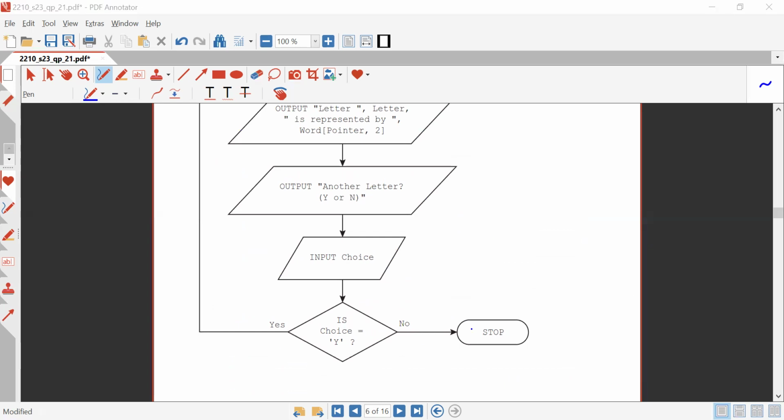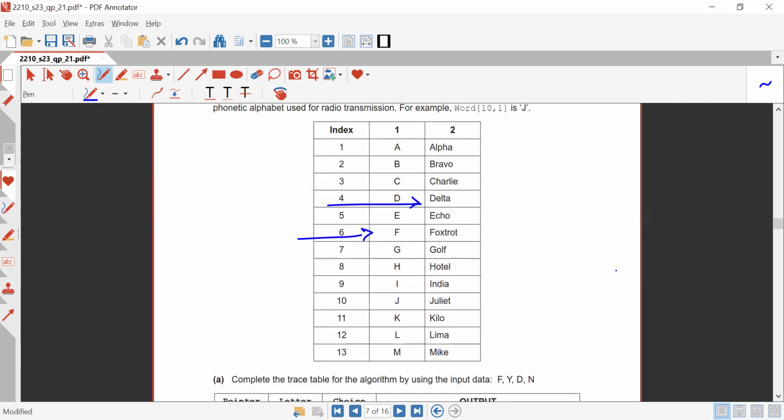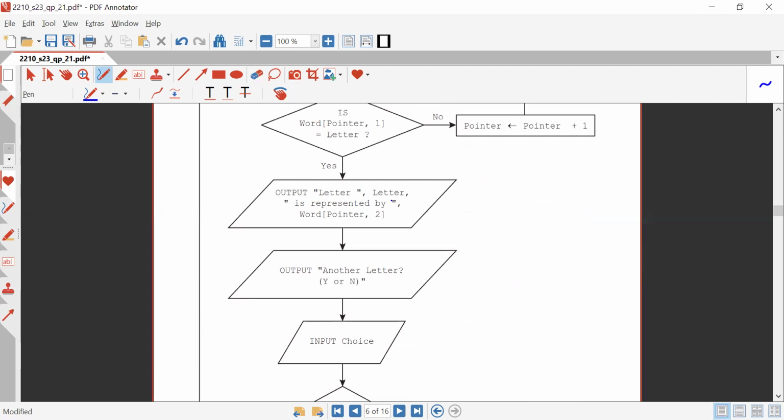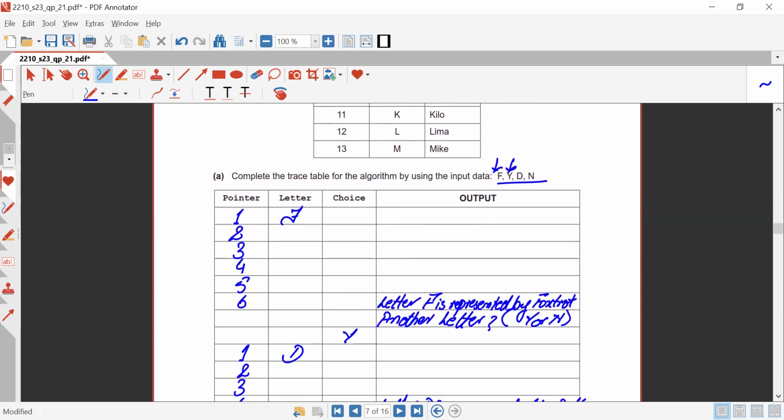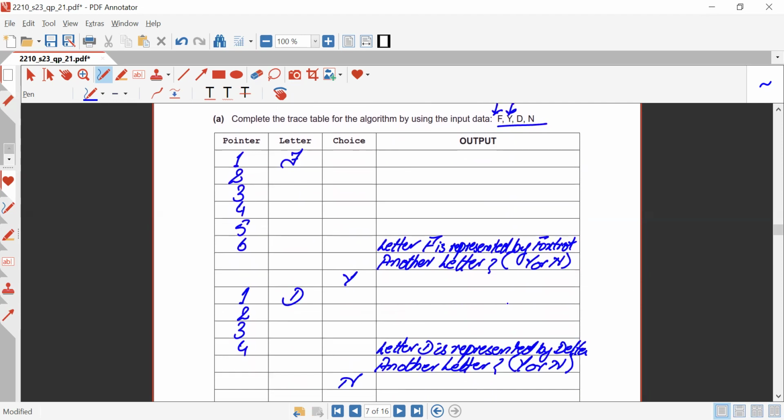How did you input Y in the choice? Okay. As we reached here, output letter F is represented by Foxtrot. They are saying output another letter. We just output that statement, then they are saying input choice. So we were given the 4 letters. First thing we have input is F. Now the second thing that we can only input is Y. Because it's at the second part, that is the reason we have placed Y inside it. Got it, Shan? Okay, fair enough.